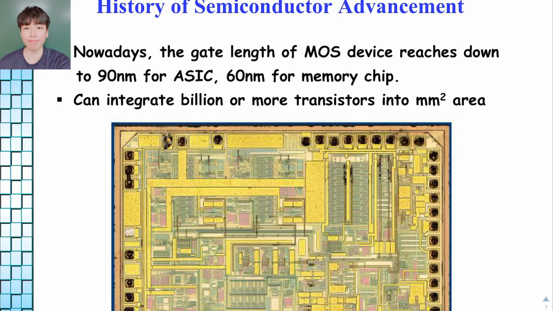And the history of semiconductor advancement. Nowadays, the gate length of most devices reaches down to 90 nanometers for ASIC and 60 nanometers for memory chips, and we can integrate a billion or more transistors in one square millimeter area of a chip.